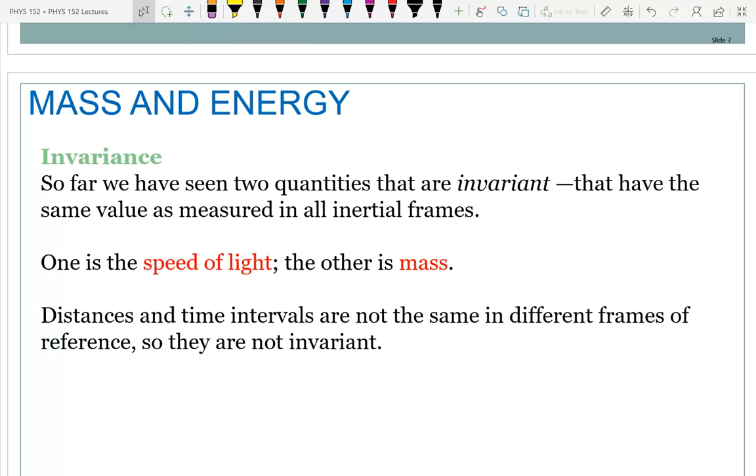All right, invariants. Two students here, Alex and Corso, have learned about an invariant, a quantity that is invariant in any reference frame. So Alex and Corso, what was that quantity that you learned that was invariant in any reference frame?